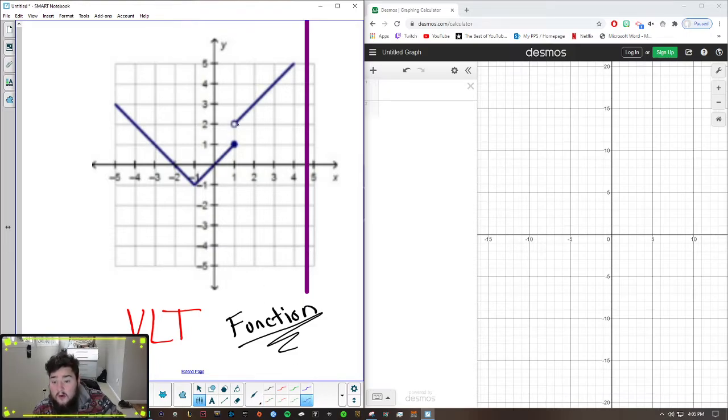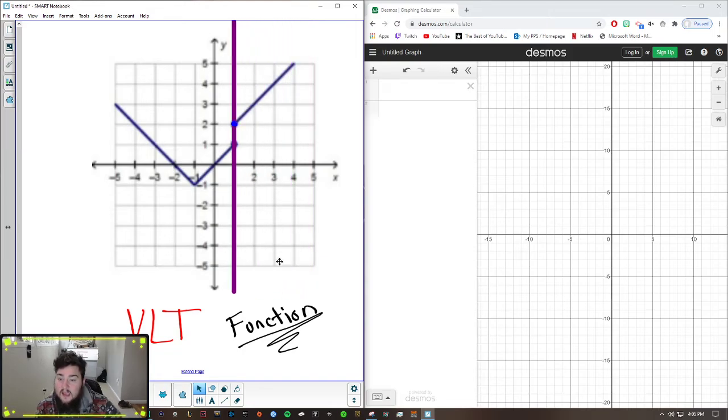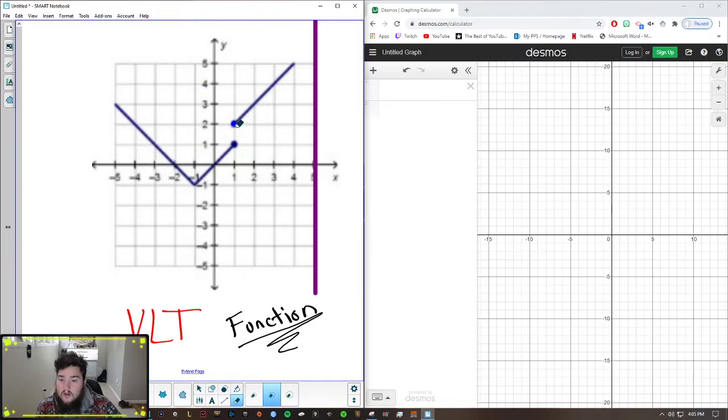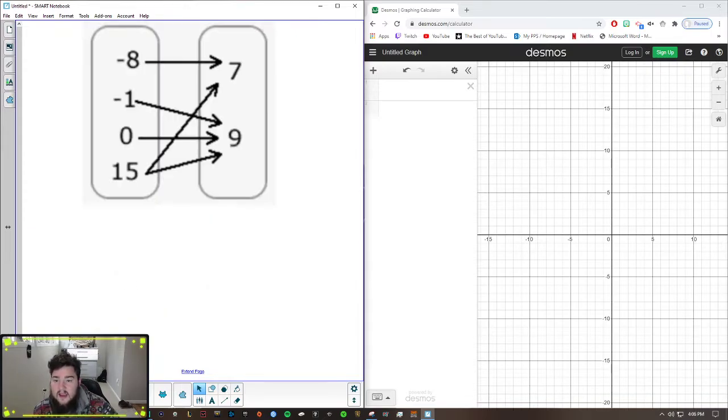Okay, what would have happened if this was filled in? So let's say that hole was filled in. Well, now if I put my vertical line there, it would hit twice. But because that's a hole, my vertical line goes right through it, and it does not count as hitting twice. So this is a function. Okay, next example. Remember, pause the video and make sure you copy it down.